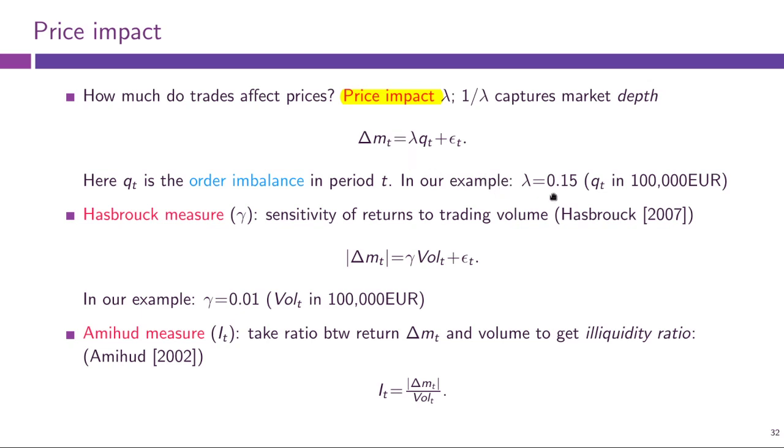And if we do it in our case, you will get something like 0.15 if you measure quantity in hundreds of thousands of euro. But again, these are absolute terms. So in this estimation, we actually go transaction by transaction. If there was a 100,000 euro order, then the next period price will be 15 euro cents higher or lower. And this does not tell us much if we do not recall that the price of the stock was about 3 euros around that time.